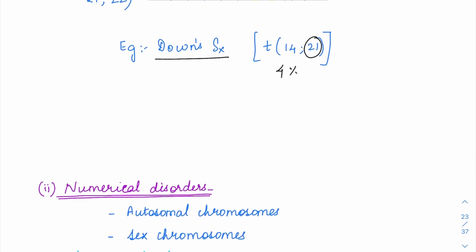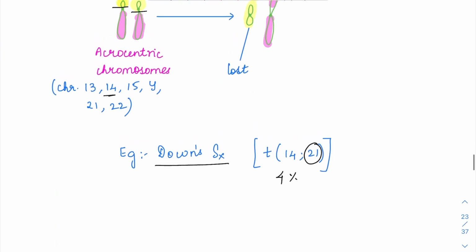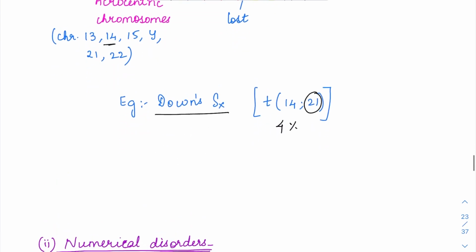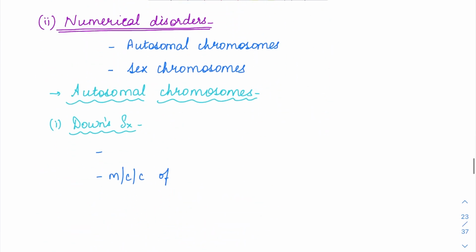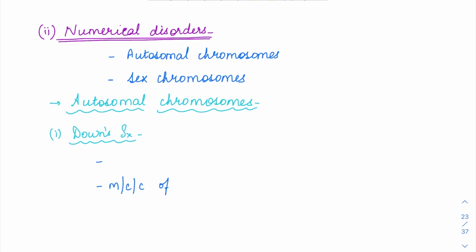And the third one will be a mosaic, which is going to account for 1% of Down syndrome. So that we'll be seeing when we see Down syndrome. Okay, so remember, Robertsonian translocation is involved in the pathogenesis of Down syndrome. Now we had seen the structural disorders of chromosomes. Now let's see the numerical disorders.